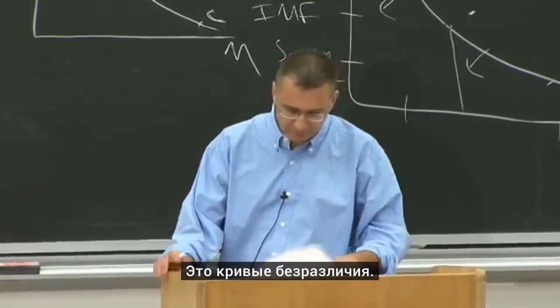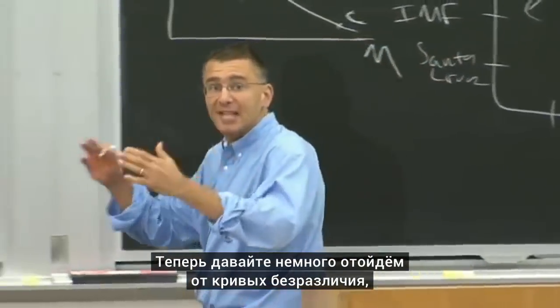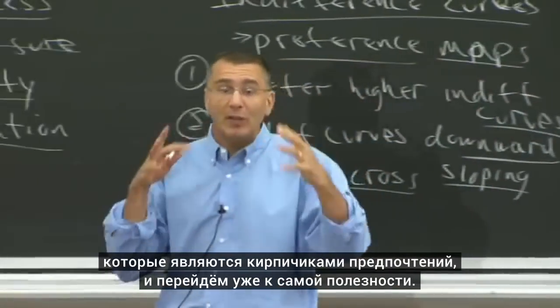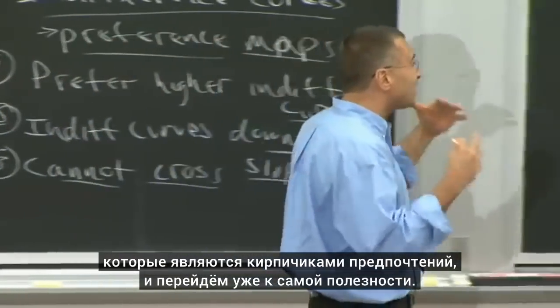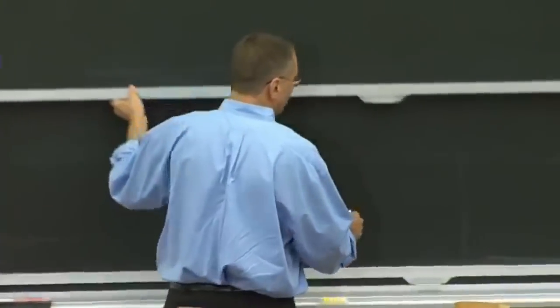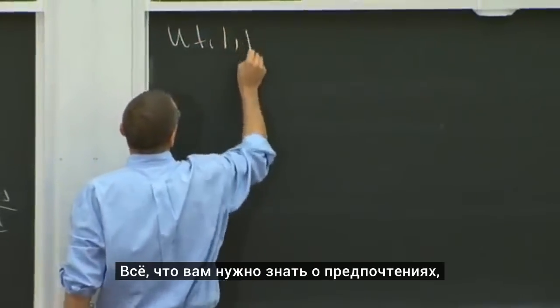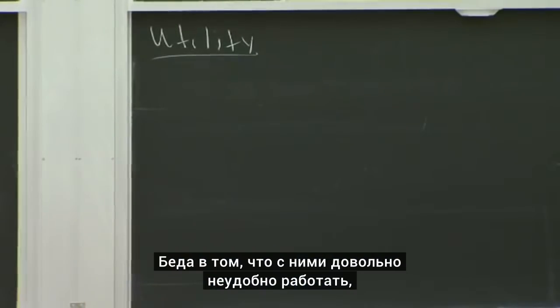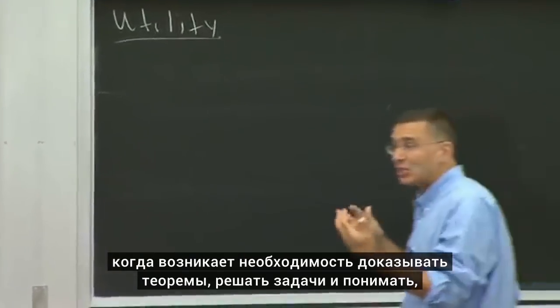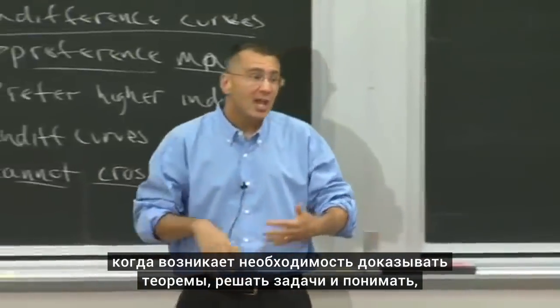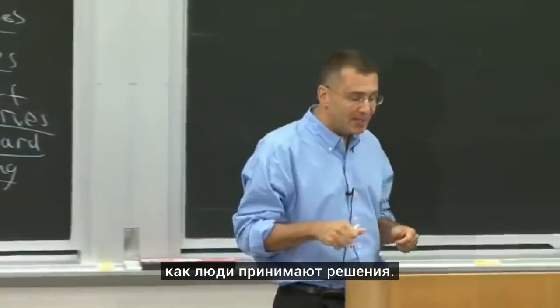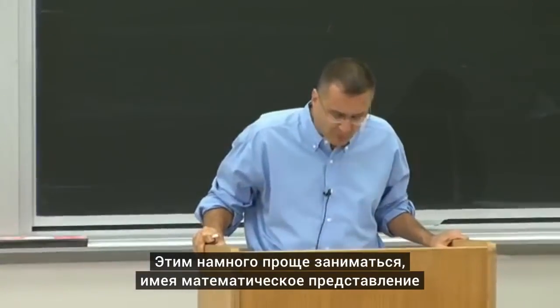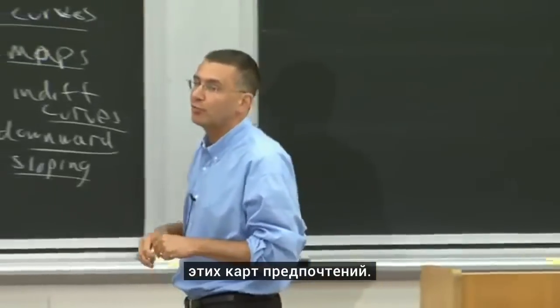That's indifference curves. OK. Now, let's step from indifference curves, which is the building block of preferences, to utility. Everything you need to know about preferences is represented in those indifference maps. The problem is they're pretty awkward to work with when we need to actually prove theorems and understand how people make decisions. That's a lot easier if we have a mathematical representation of those preference maps.